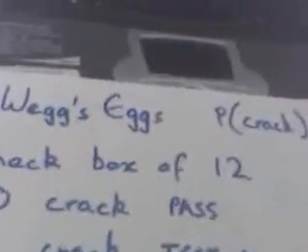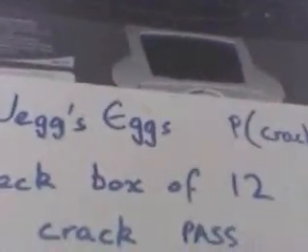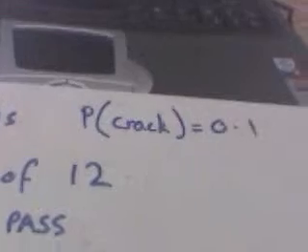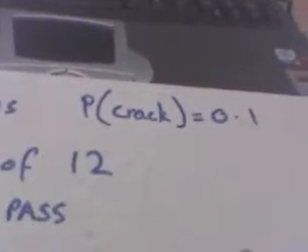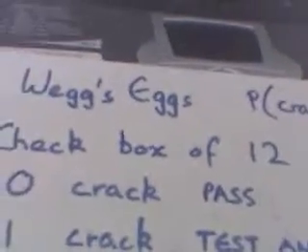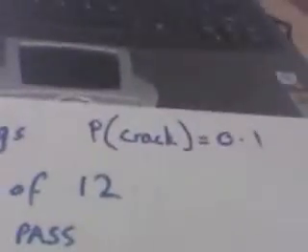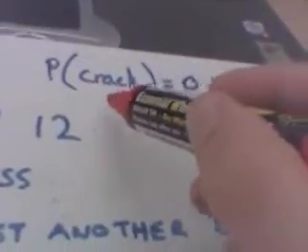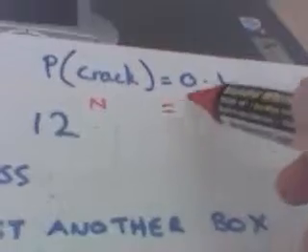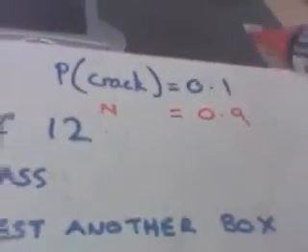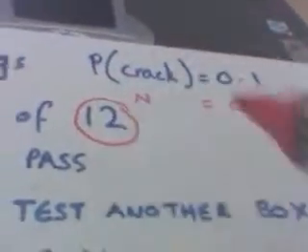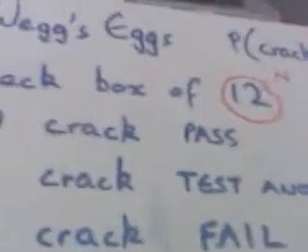Now here's a very complicated problem. Let's say I'm selling eggs, Weggs eggs. Probability that you find a cracked egg in a box of 12 is 0.1. That means no cracks is 0.9. We'll use this information later. We're looking in 12 at a time, 12 eggs in a box.